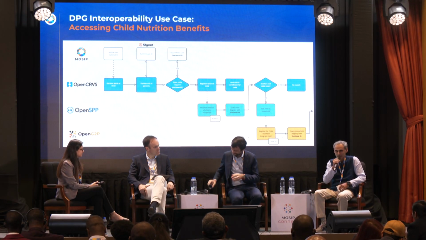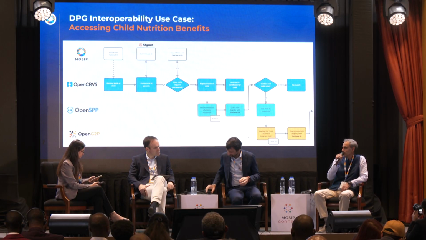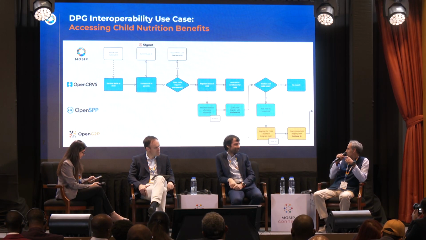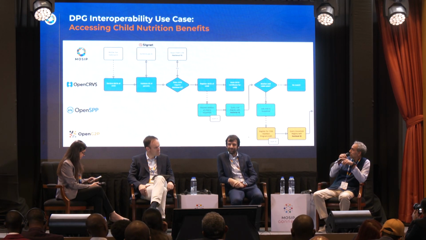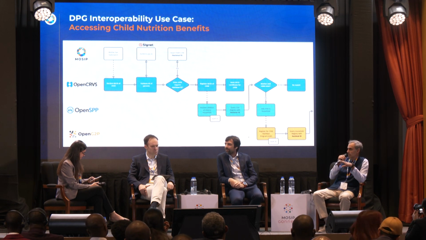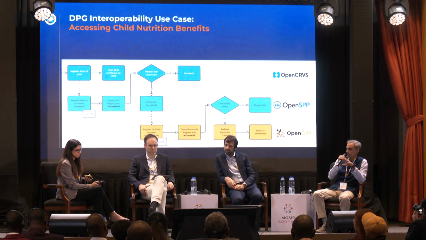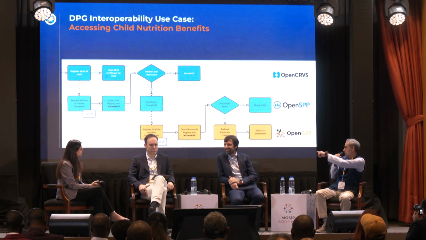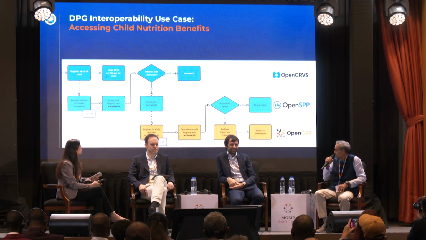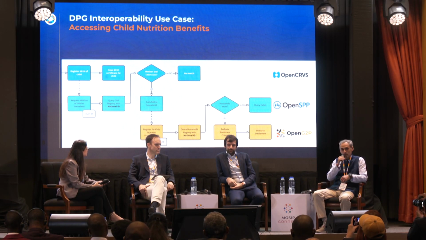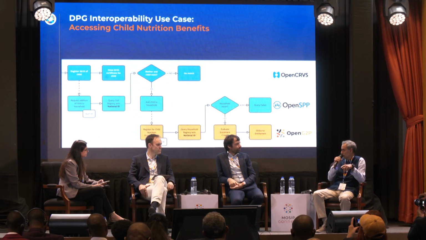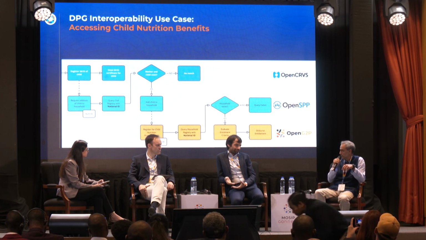Thanks, Jeremy. Good afternoon, everyone. We come to the third stage of accessing child nutrition benefits. Now, the program of child nutrition benefits actually runs on the system which is on OpenG2P in this particular example. And the mother registers for the program, giving her ID and the child's ID. I suppose mother has a child ID by now, right?